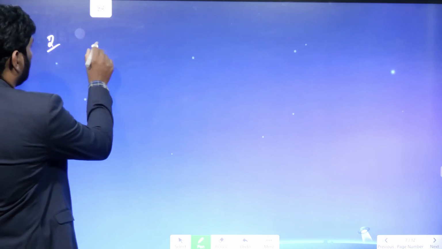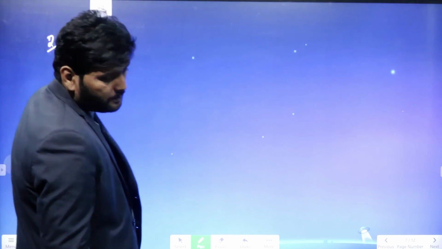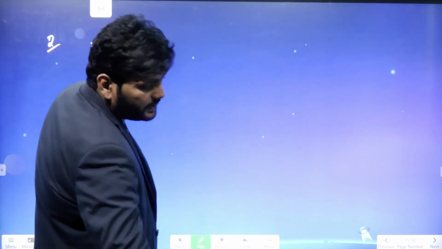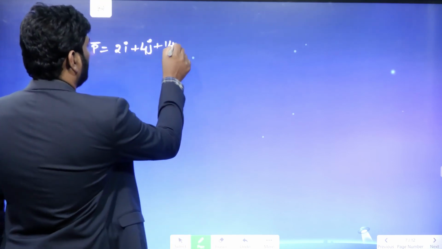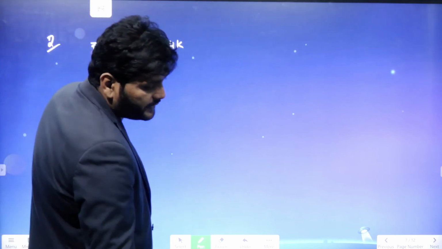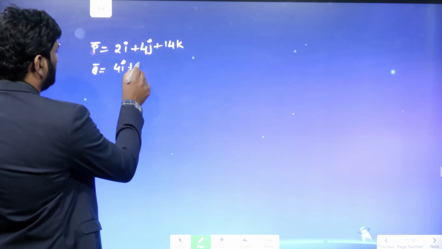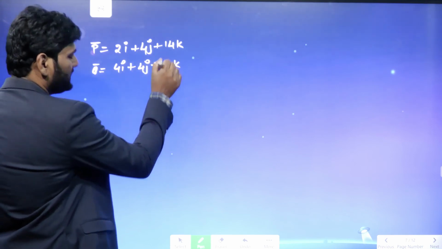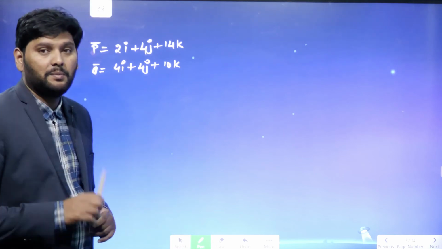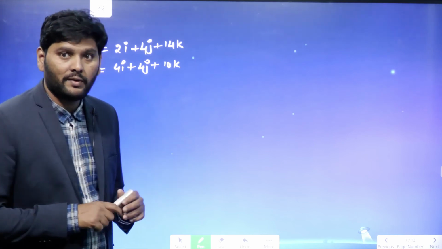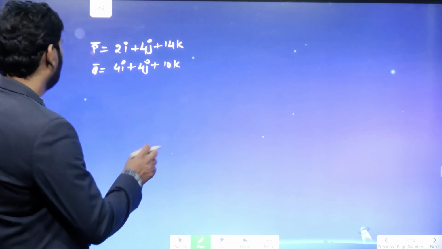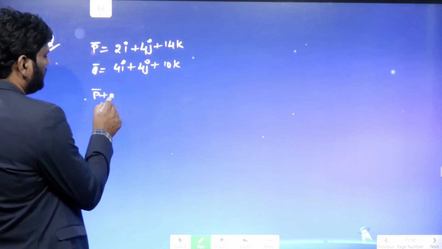P bar is mentioned as 2i plus 4j plus 14k, and Q bar is equal to 4i plus 4j plus 10k. You know this problem is in the intermediate textbook, the plus one intermediate Telangana textbook. In that you will observe this problem. It is a textbook problem. Now they are asking the magnitude of P bar plus Q bar.